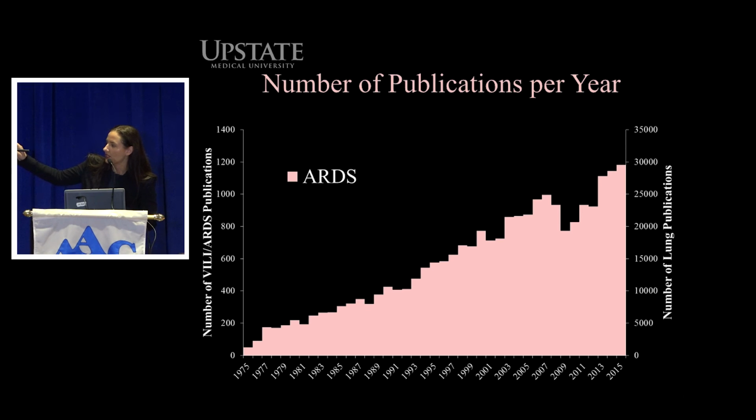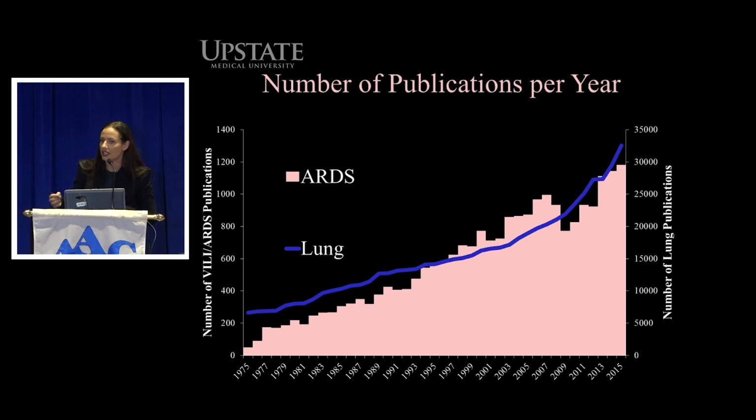there's been a remarkable increase in the number of publications up until about the year 2015. We're looking at the number of ventilator-induced lung injury and acute respiratory distress syndrome publications over here. And then if we compare this with the number of lung publications, we again see that there's been a similar increase in the number of publications. And of course, this is consistent with the fact that we recognize ARDS as a disease of high morbidity and high mortality, and certainly worth studying.